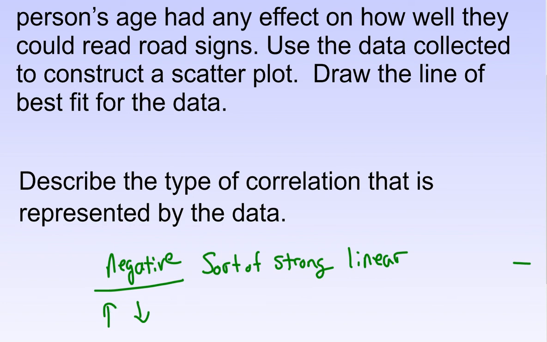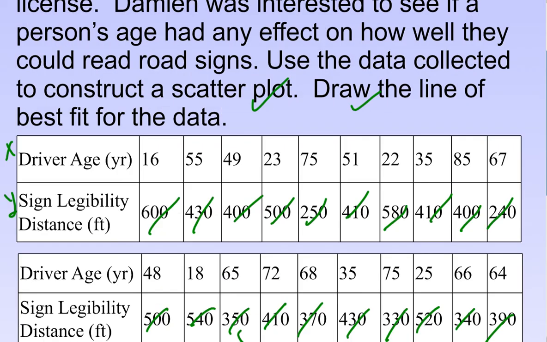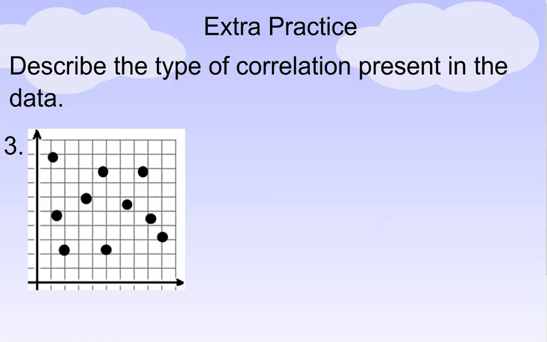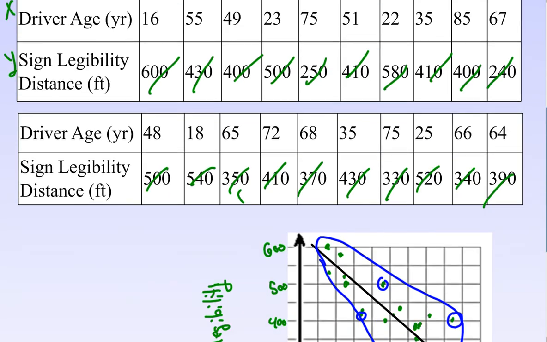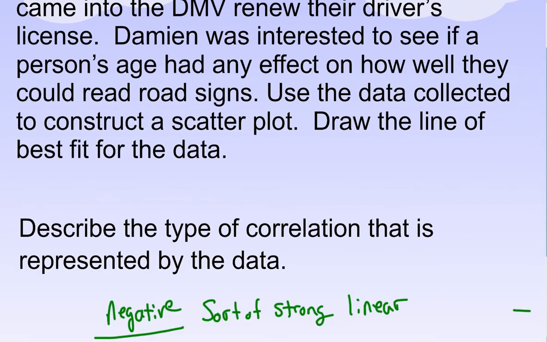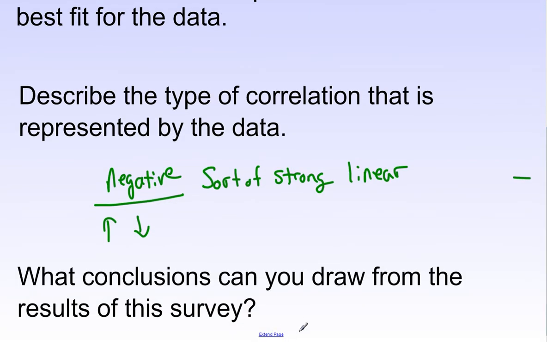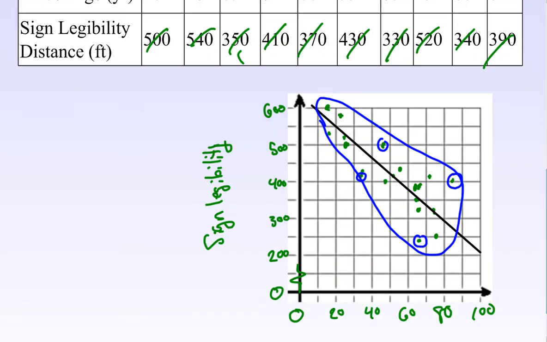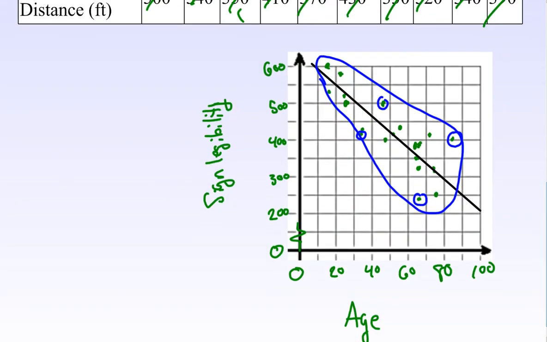It's sort of strong, I said, because up here it's strong, down here it's weak, and so I said it's someplace in between, and we saw why it's linear. So, what conclusions can you draw from the result of this survey? Can you say that there is a relationship between the age of a person and their ability to read road signs?